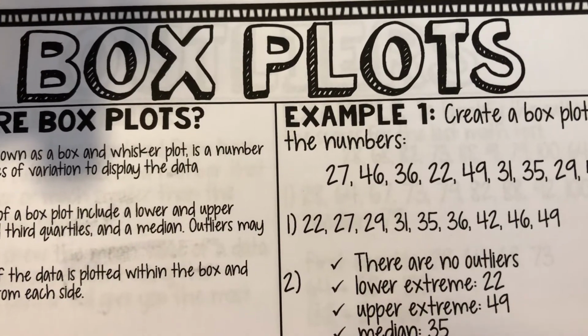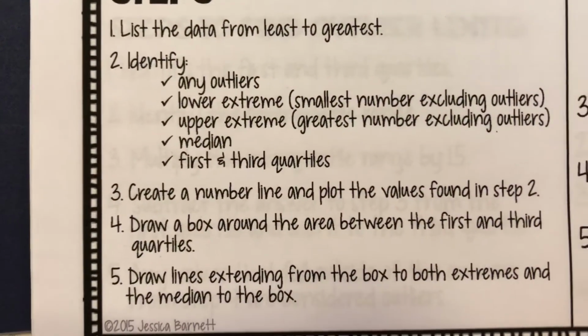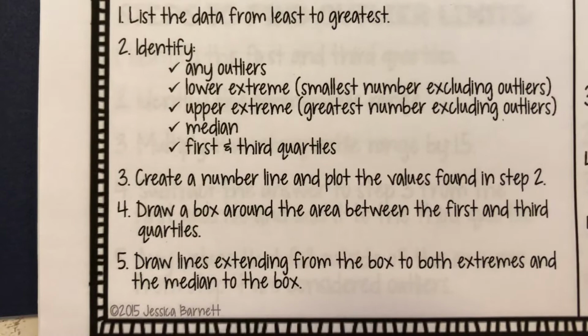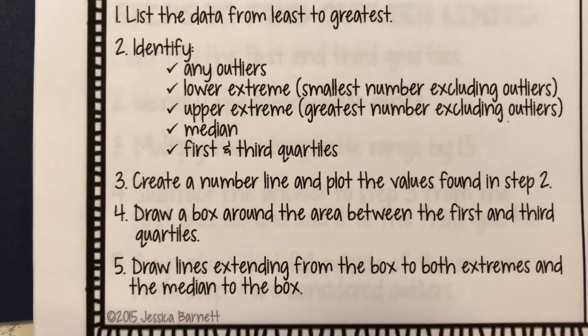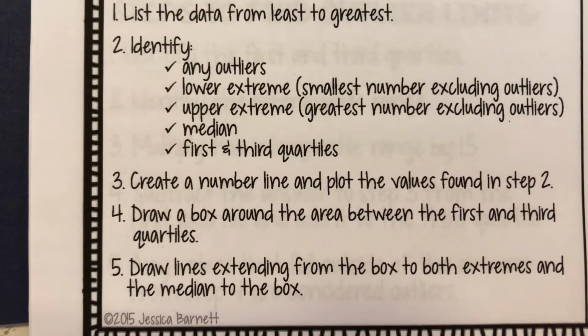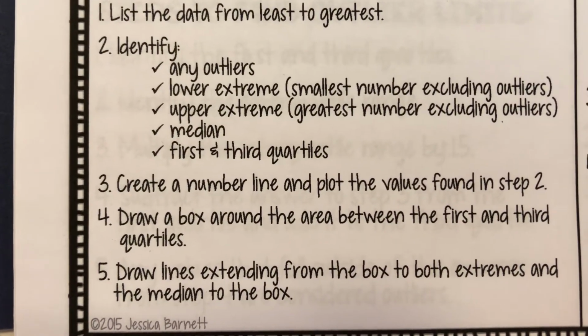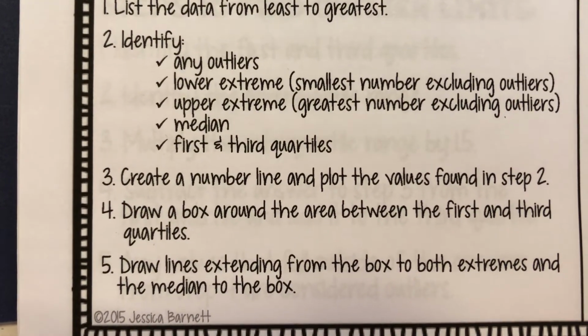Everyone, we're going to do a quick Khan lesson on box plots. Just as a reminder, your steps are to list the data in order from least to greatest, identify any outliers. So your lower extreme is your minimum, your upper extreme is your maximum, your median, and then you need your first and third quartiles, also known as your Q1 and your Q3.